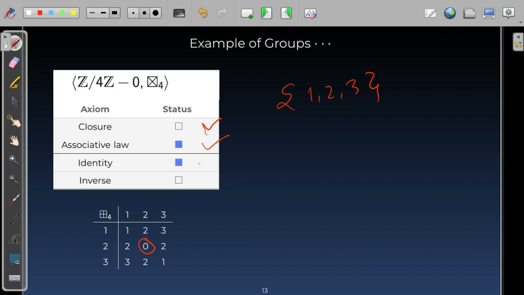Associative law is going to be satisfied. Identity element is again 1. But closure is not there, and in a similar manner inverse is not there. For 2 there is no inverse. Okay, you are not getting the identity element anywhere in this row. So this is not a group.